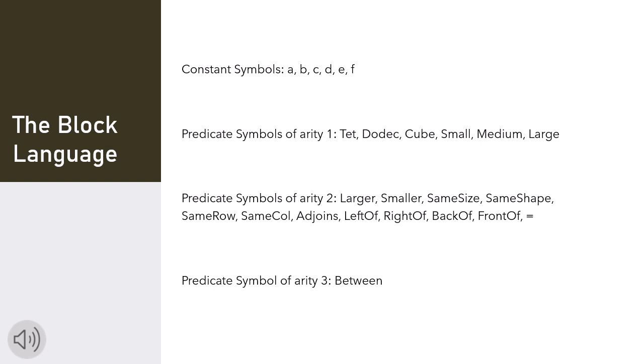Symbols of arity 2 are also called the binary predicates. And there's only one predicate symbol of arity 3. To form an atomic sentence with that, you would need to place 3 terms to the right of it, between parentheses and separated by commas. In this case, that predicate symbol is between.